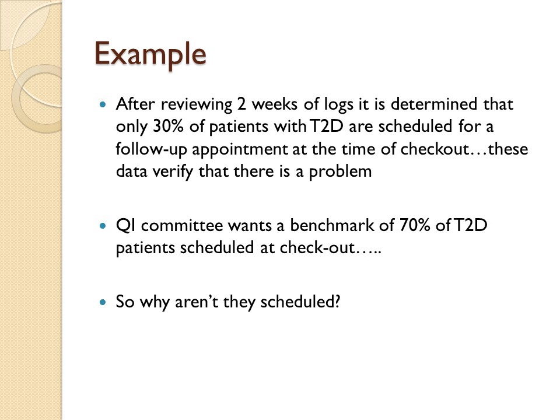So maybe, continuing the same example, I have 2 weeks of logs and it is determined that only 30% of patients with type 2 diabetes are scheduled for follow-up appointments at the time of checkout. So these data do in fact verify that there's a problem, especially since the QI committee has set a benchmark of 70% of patients being scheduled at checkout. And so why aren't they scheduled?